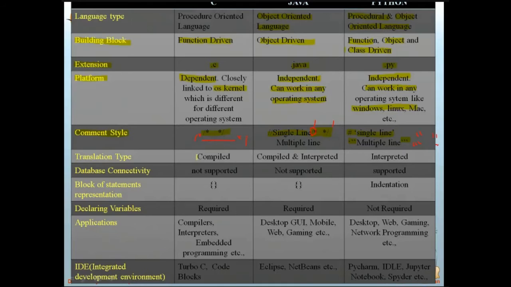So coming to your C language, C language is a compiled type of translation. So C language follows compilation. Whereas in case of Java, compilation and interpretation are both used. So the compiling as well as interpreting happens here, which is done by the compiler as well as the interpreter. Coming to Python, it follows the interpreting type.